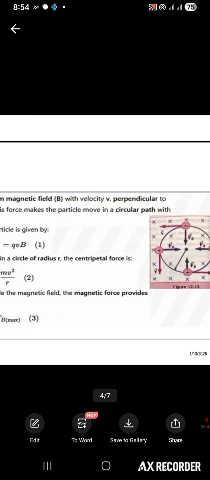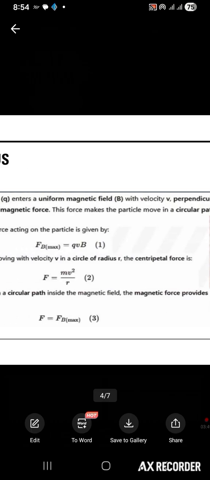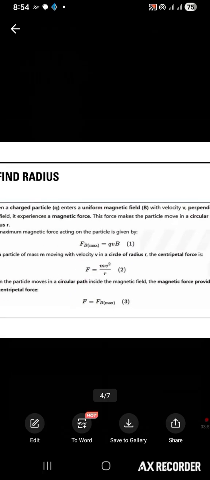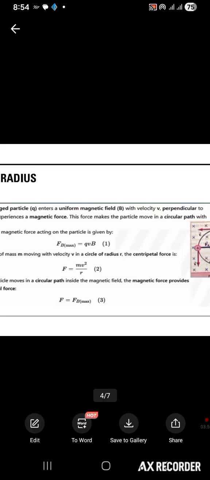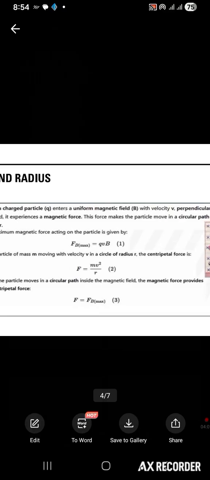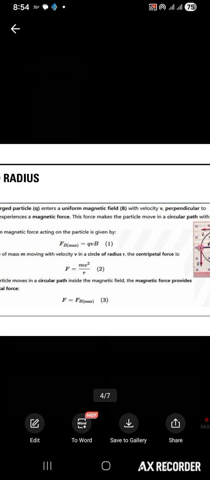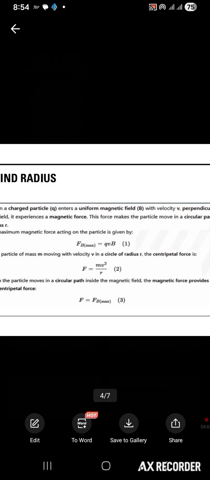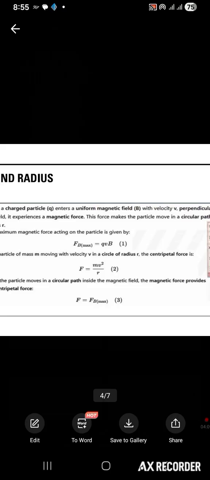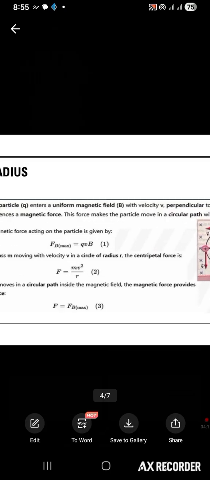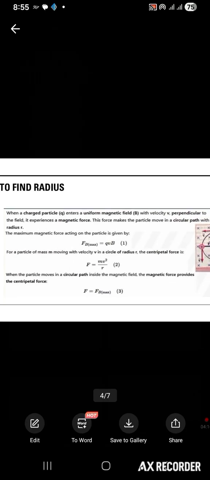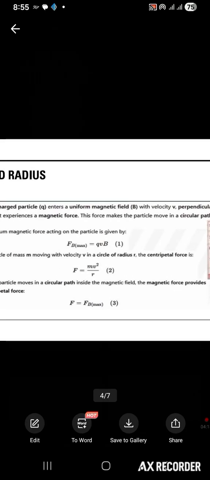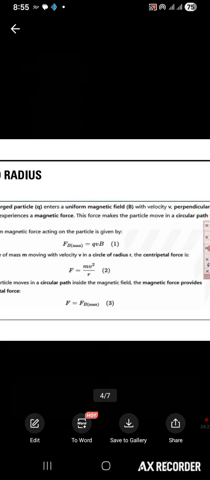If the particle is moving in a circular trajectory, then there must be a centripetal force involved, as you can see. Small m is the mass, v is the translational velocity of that particle, and r is the radius of the circle in which the particle is moving, right? Expression 2 is about the centripetal force, and the magnetic force is actually providing the necessary centripetal force there. Right, it must be equal.